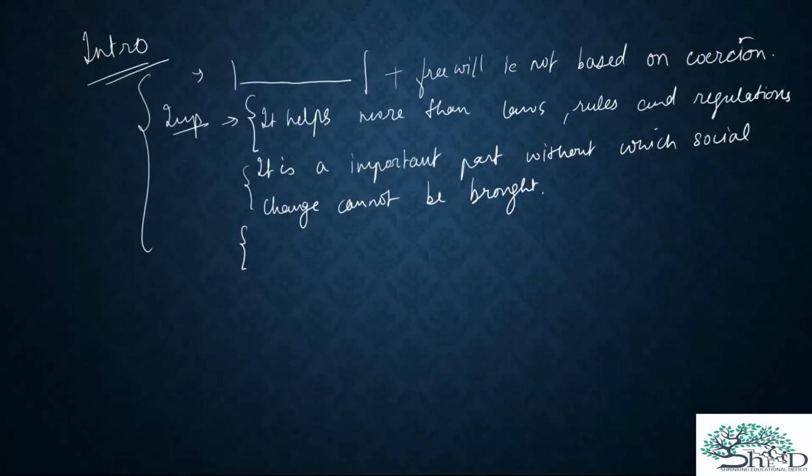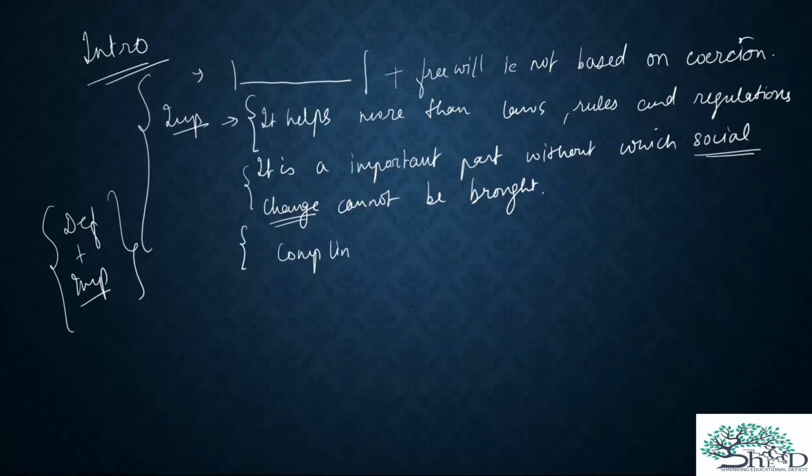So in the introduction, please tell its definition and importance in one line, so that the examiner understands that you have understood the question and can relate to social evils. Social change is a word it is important that you write. Social change or social evils cannot be eradicated without social persuasion. Another thing you can write is that it's a complementary technique to social change, with laws and rules.